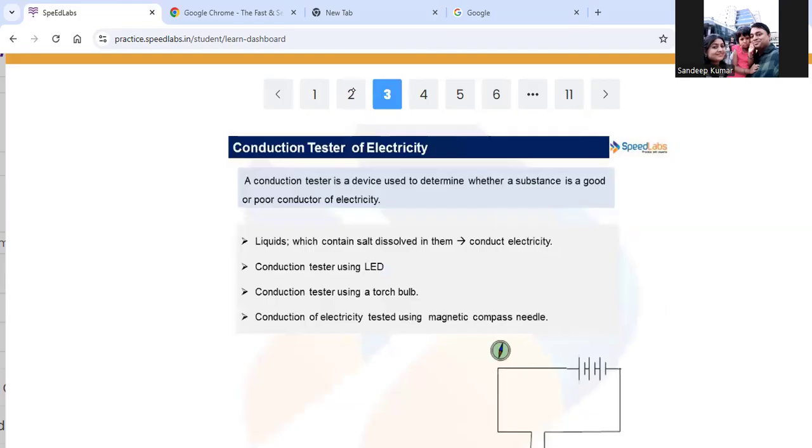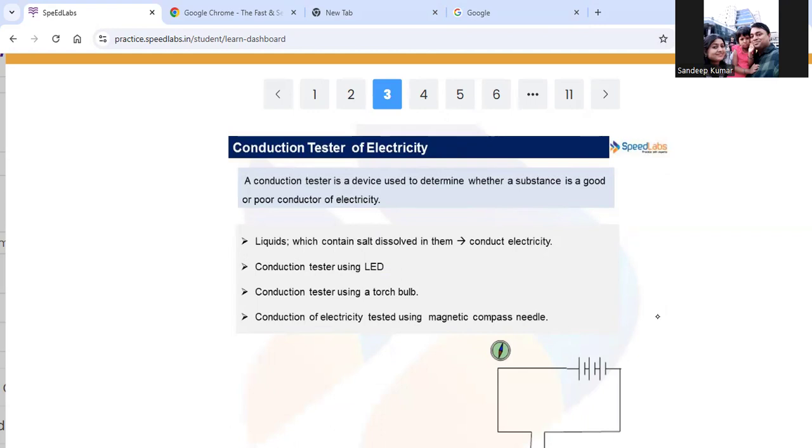Next concept, conduction tester of electricity. Whether the liquid solution is conducting or not, how can you test this? The conduction tester is a device which is used to determine whether a substance is a good or poor conductor of electricity. Liquids which contain salt dissolved in them generally conduct electricity.